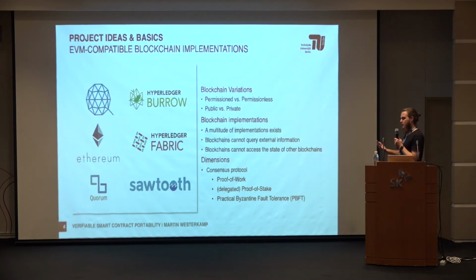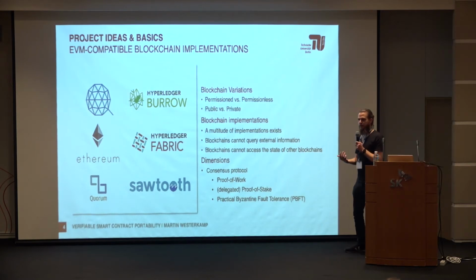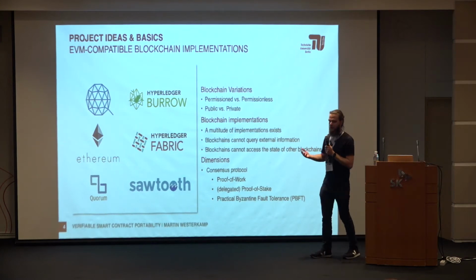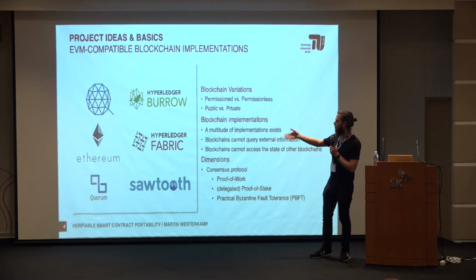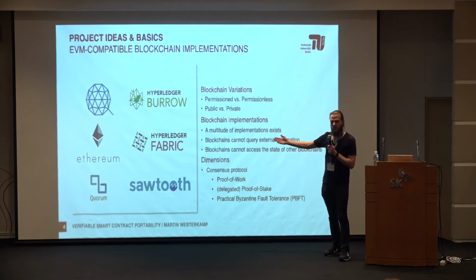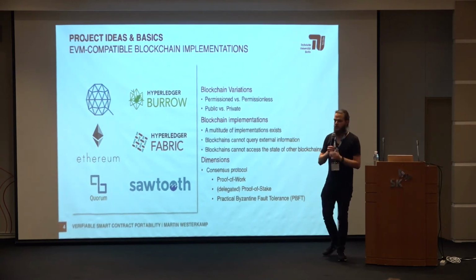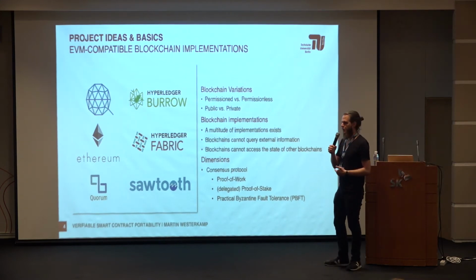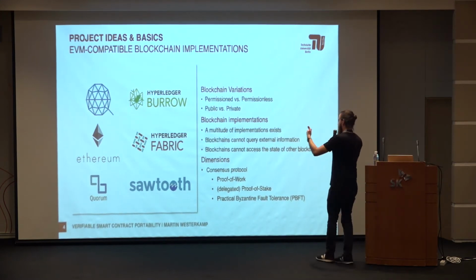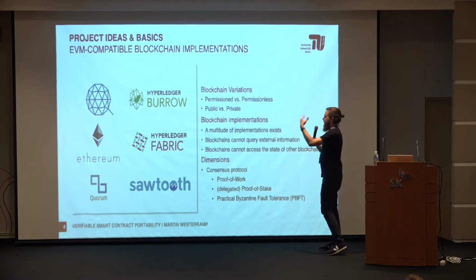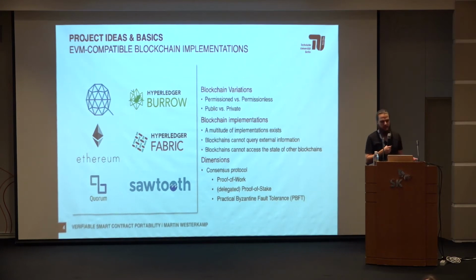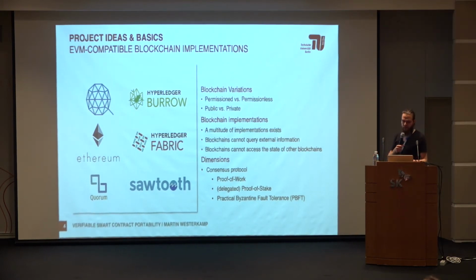When migrating smart contracts, of course, we need a common execution ground. And we have observed that nowadays many blockchain implementations actually implement the EVM. So we have Qtum, Ethereum, Quorum, Hyperledger Burrow, Fabric, and Sawtooth that have some sort of implementation of the EVM so they can execute EVM bytecode. This also provides a range of blockchain variations: permissionless, permissioned, public, private blockchains, and also various different consensus protocols.